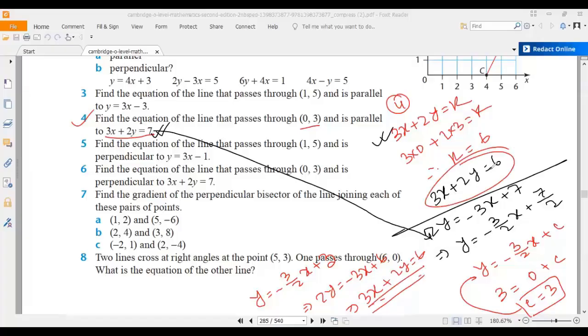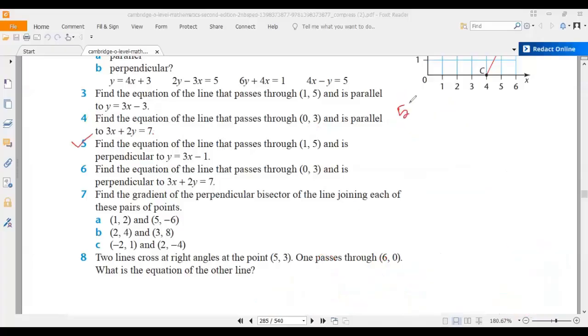Look here, you will get the same answer. So you can solve it in a different way. Now, question number 5. Question number 5 says, find the equation of the line that passes through (1, 5) and is perpendicular to y equals 5x minus 1.